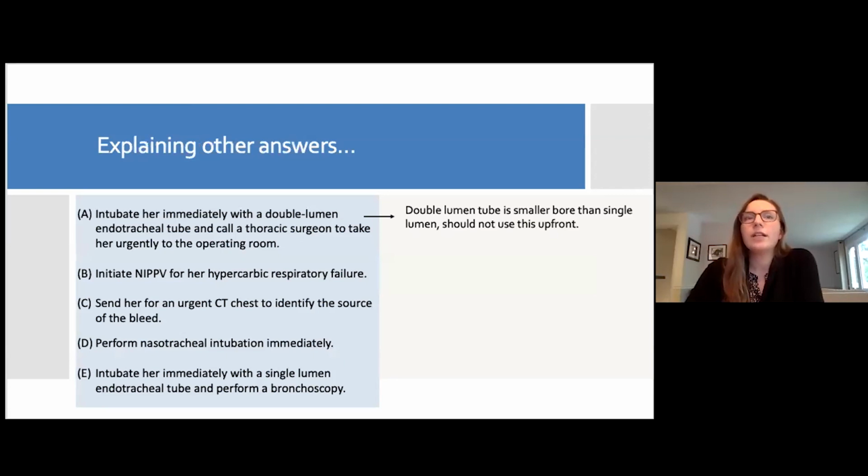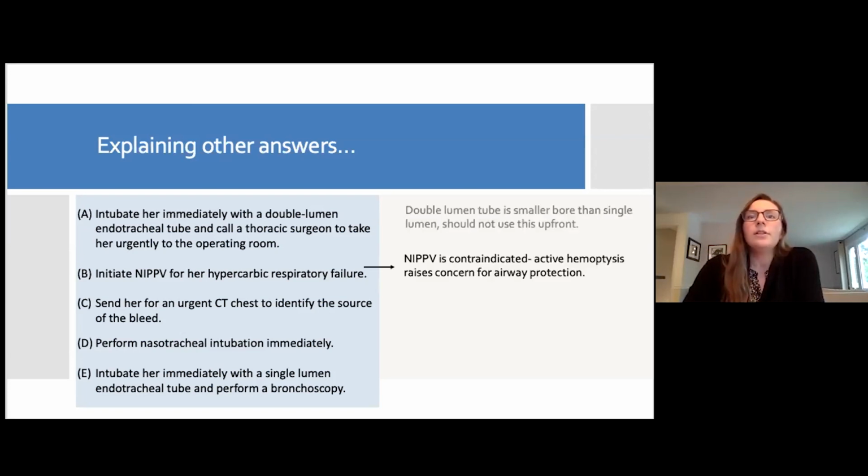So when we look through our answers, A, a double lumen tube is actually smaller bore than single lumen, and so this should not be used up front because of our goal of using the largest bore ET tube. Non-invasive positive pressure is contraindicated here because this active hemoptysis raises concerns for airway protection. So this would fall into our relative contraindication category for non-invasive.